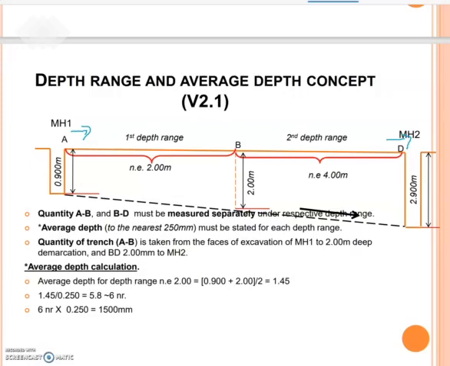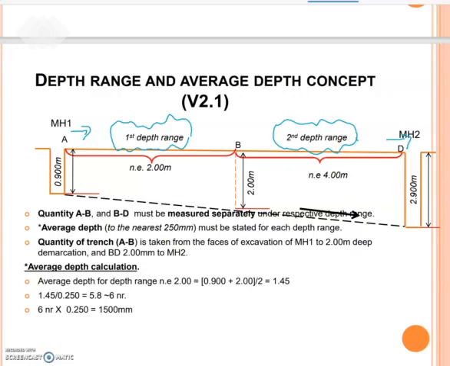So if you look at your SMM, it mentioned that it must follow the depth increment of 2 meter. So which means between 0.9 to 2.9 there will be 2 meter in between. So this is what we call the first depth range, and this is what we call the second depth range. So it has to be separated into 2 descriptions or 2 items. It cannot be combined together. So your description will be excavation not exceeding 2 meter, and the second description will be excavation more than 2 meter and less than 4 meter, or not exceeding 4 meter. So it should be separated in your description.